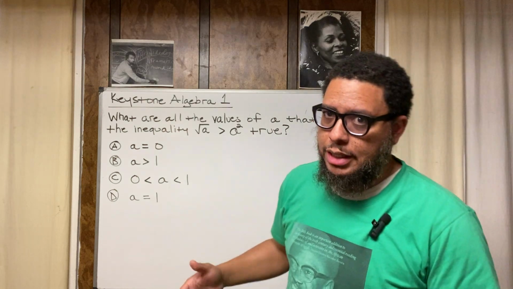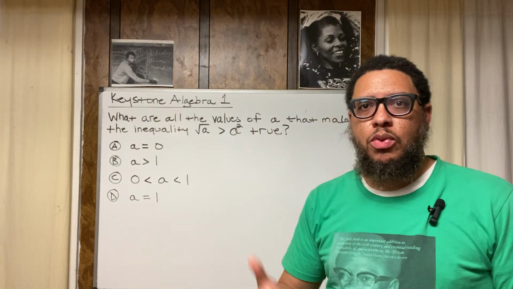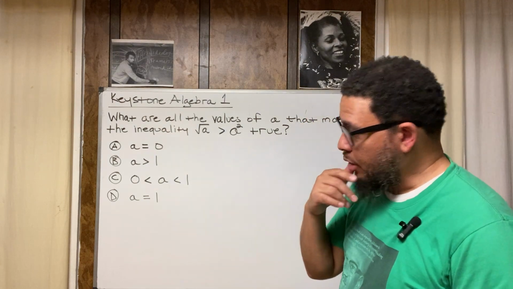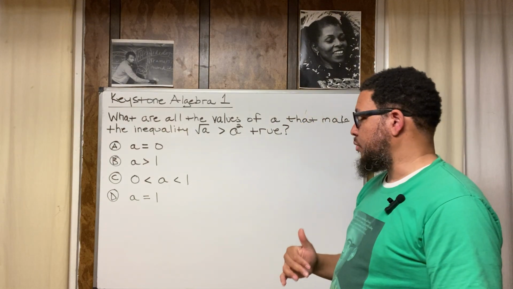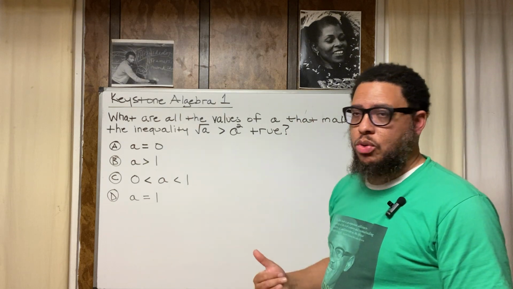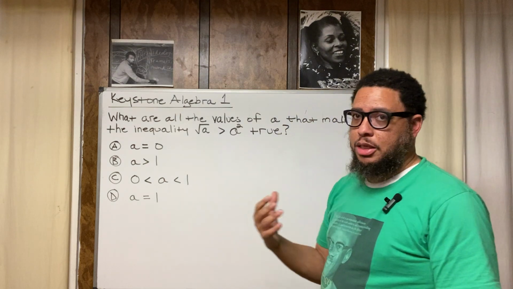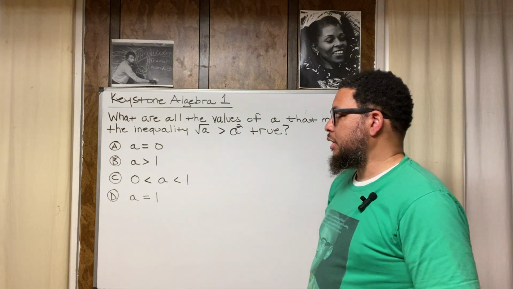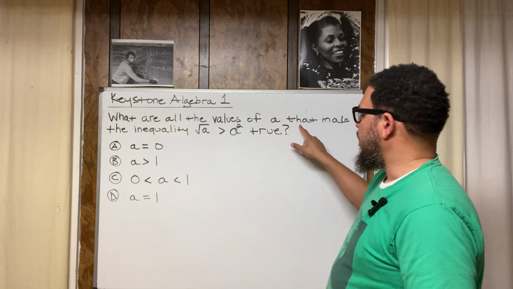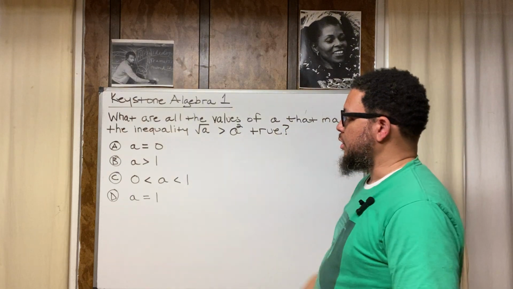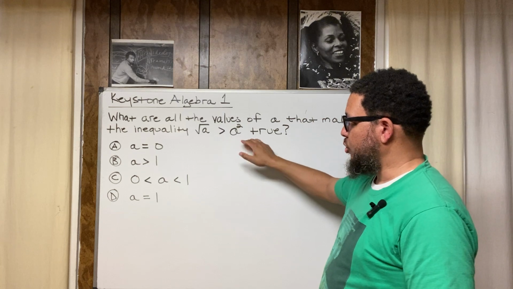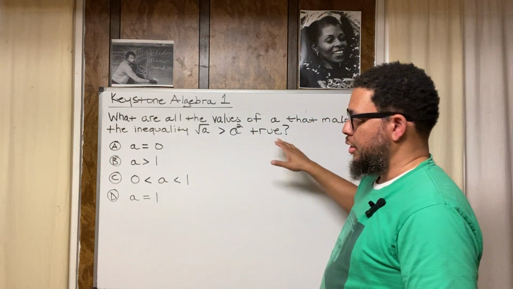All right. So as I said, we're doing some Keystone Algebra 1 example problems, and this is one of them. So let's first read the question. Try to make sense of the question, try to understand what it's asking us to do and what information is given to us. The question says, what are all the values of A that make the inequality, the square root of A greater than A squared, true? All right, that might sound like a lot.